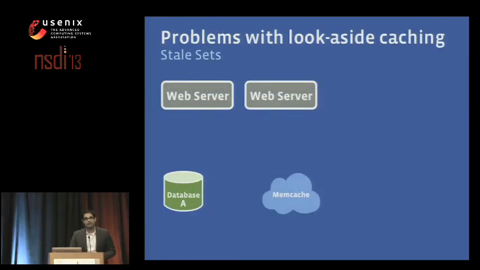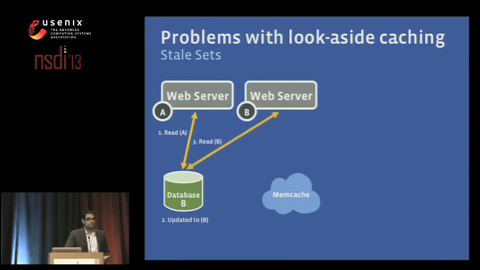Now, one of the problems with look-aside caching is stale sets. So let's take an example with two web servers and a database and some caching again. A web server reads a value A out of the database and stores it in its local memory. The database gets updated to B by another client externally. Another web server reads the value B, and is able to set that in and go forward.